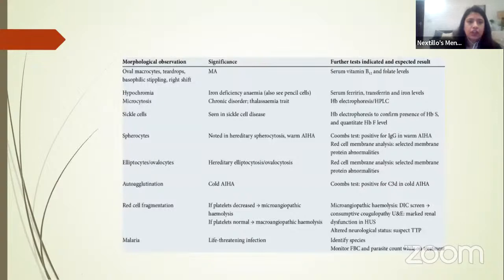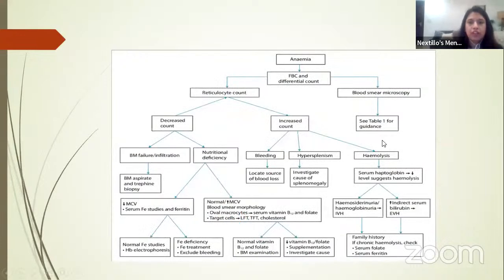Now, at the end, let's just quickly cover what kind of cells are seen in what kind of disease. So oval macrocytes and teardrops we see in macrocytic anemia, then hypochromia in iron deficiency anemia, microcytosis again in chronic disorder or thalassemia trait, sickle cells in sickle cell disease, spherocytes in spherocytosis, elliptocytes in elliptocytosis, autoagglutination is seen in autoimmune hemolytic anemia, and fragmentation in any kind of trauma like microangiopathic hemolysis. So this is basically a flow chart to come to a diagnosis as to what kind of anemia it is.